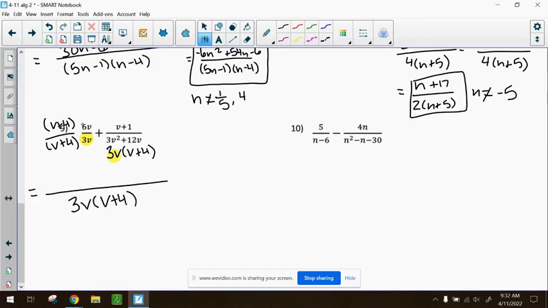Across the top, we're going to distribute the 6v through the parentheses. So 6v squared plus 24v plus v plus 1.